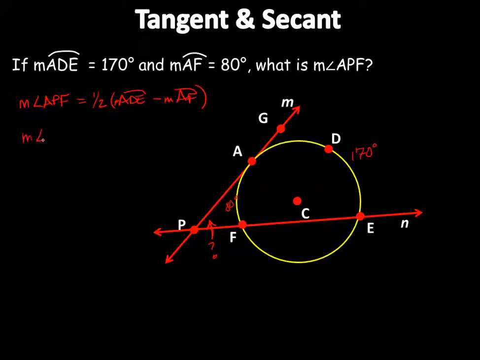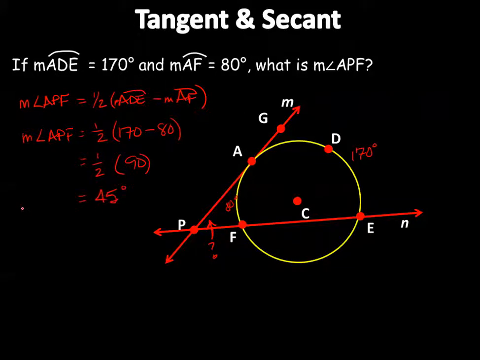Okay, so I've got measure angle APF equals half. The measure of ADE is 170. They gave us all this information. Arc AF is 80. So that's going to be 1/2 times 170 minus 80, which is going to give me 90. Half of 90 gives me 45. So the measure of angle APF is going to be 45 degrees. That angle right there, 45 degrees.